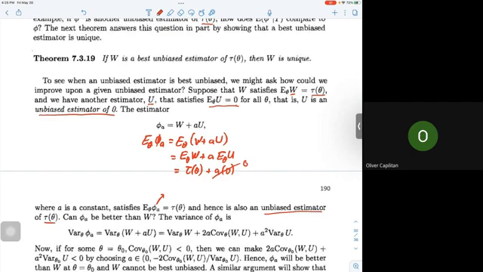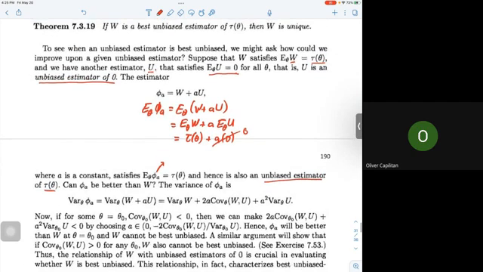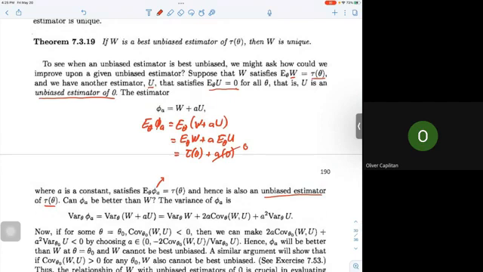Okay? Totoo. Ang tanong ngayon, sino yung better na estimator? Yung phi sub A or yung W?